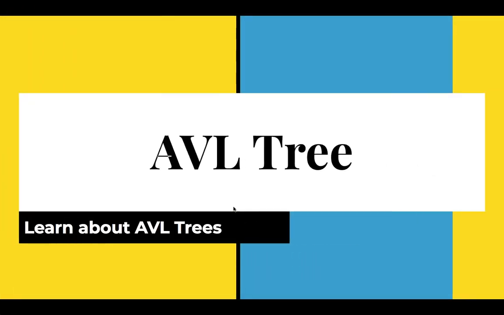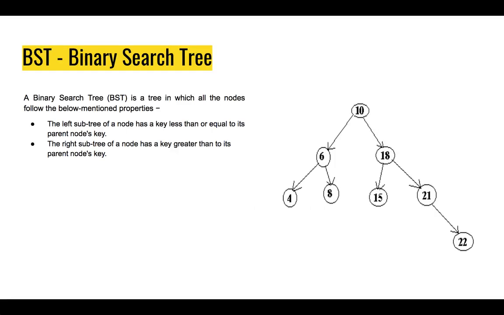Today we are going to learn about AVL tree. Before we dig deep into AVL trees, let's recap our understanding of binary search tree. A binary search tree is a tree in which all the nodes follow the following property, which is the left subtree of a node is less than or equal to its parent node.